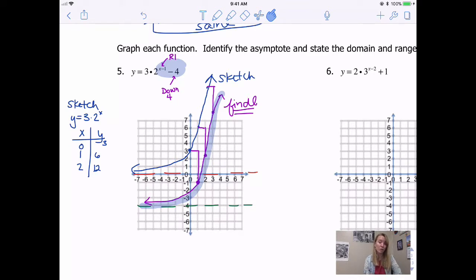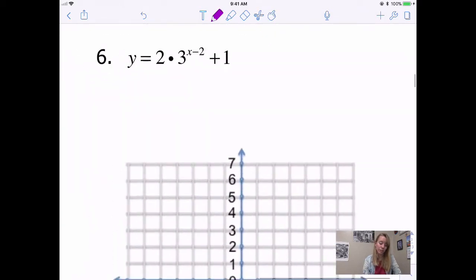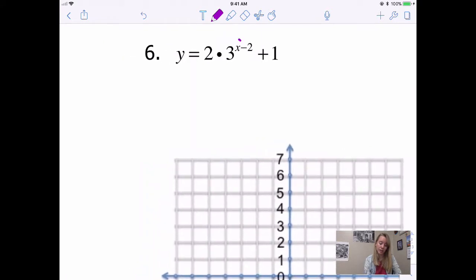If you think you can do number 6 without my help, please pause the video and try it. But I will try this one with you as well. The first thing that we'll do is we'll sketch. We want to sketch the simple one. So y equals 2 times 3 to the x. We'll deal with those shifts later.